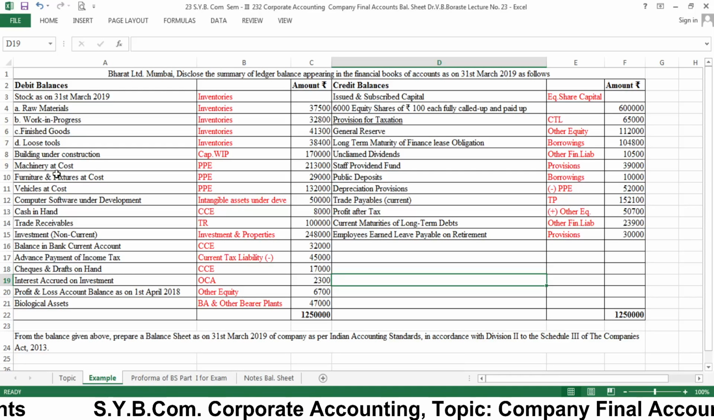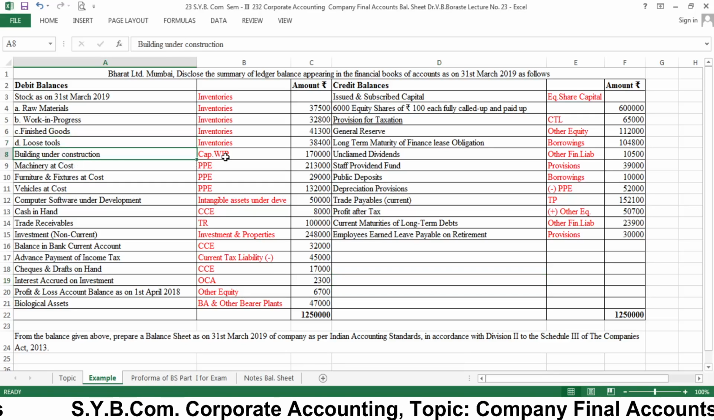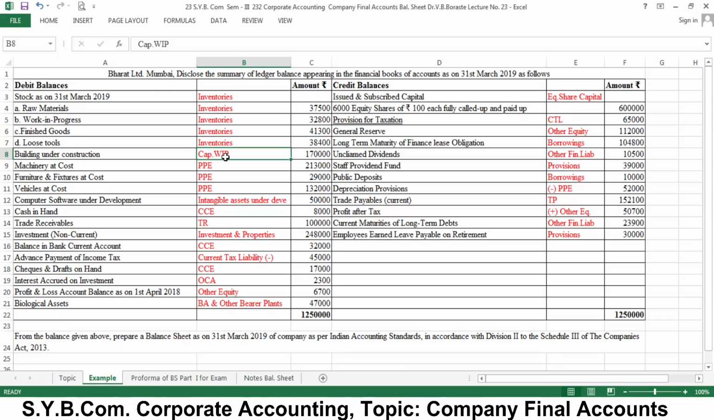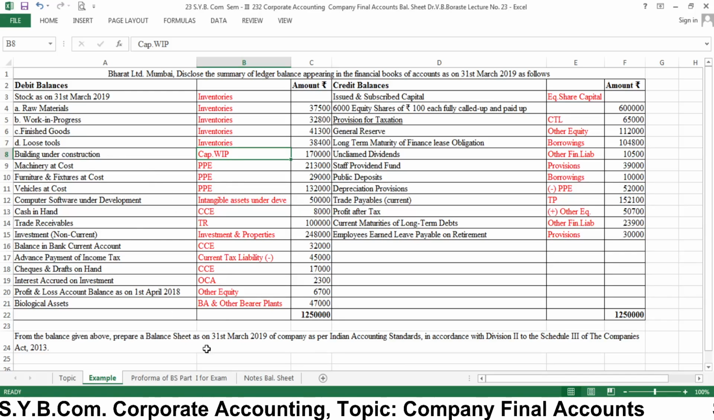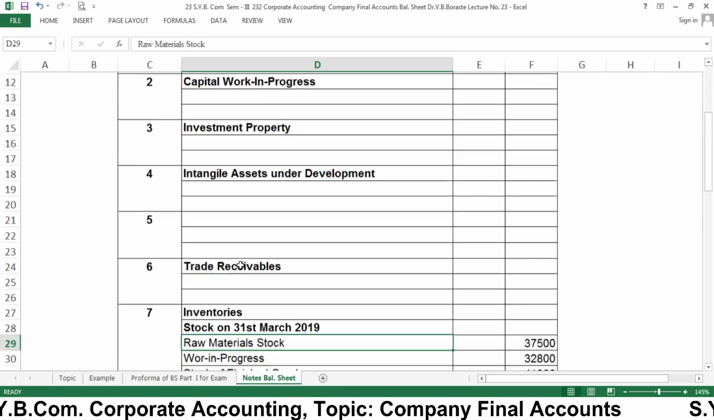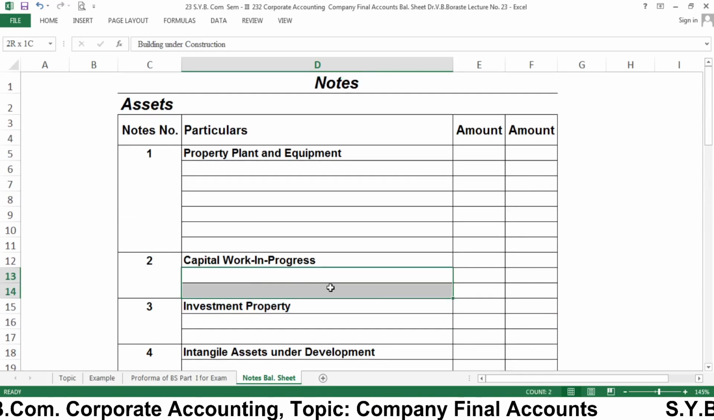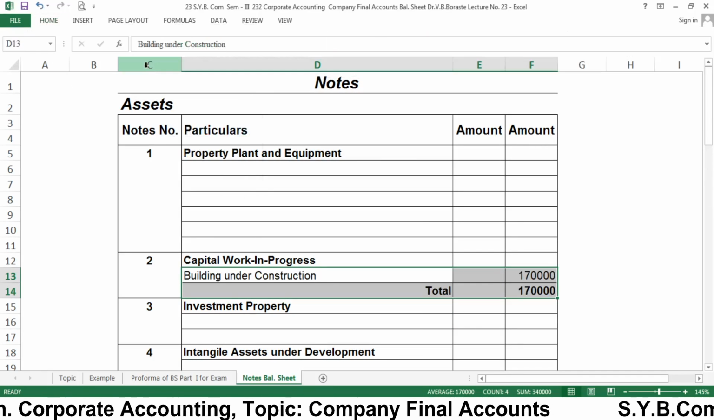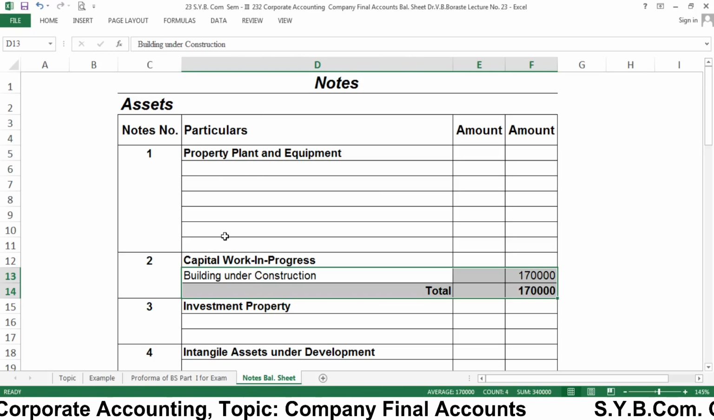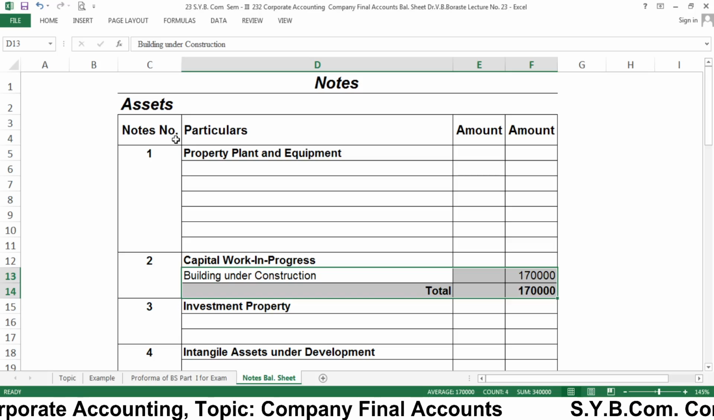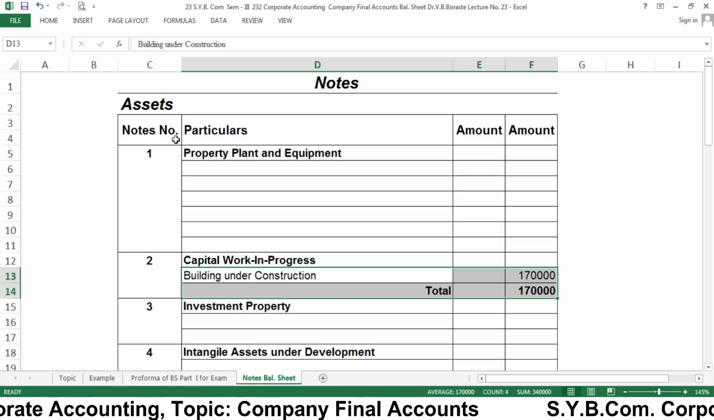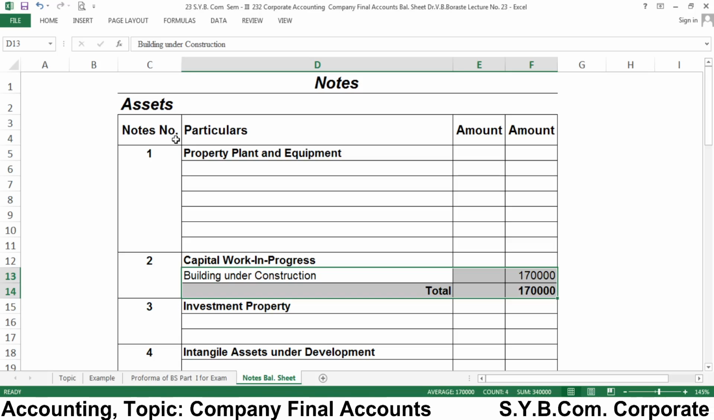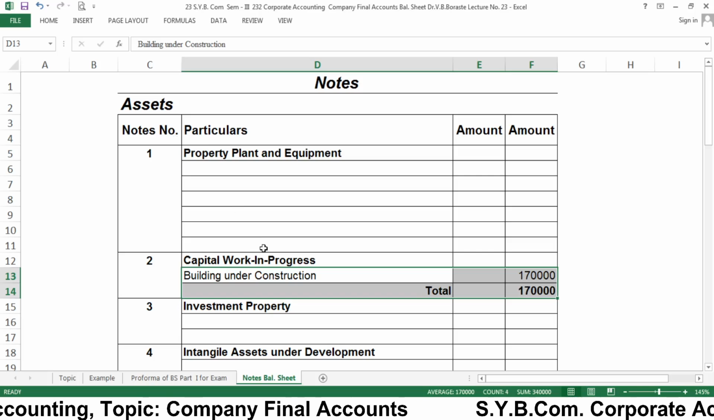Next item is building under construction. As we have already discussed, it will be recorded in capital work in progress. Building under construction is the second note. You have to prepare these notes with the help of four columns: note number, particulars, amount. It is useful as an inner column or internal column. Last one is the final column.